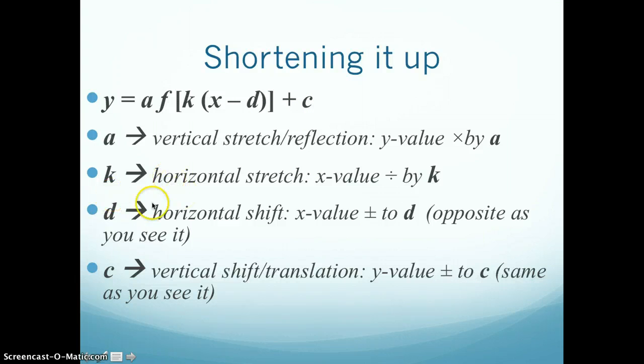Notice that everything horizontal works the opposite way from what you would think, whereas all the vertical things do exactly what they say. Like this says A times f, you're just going to multiply by A. This says plus C, you're just going to add C. But this says minus D, you're actually going to add D, and this says multiply by K, but you're actually going to divide by K. So all of the horizontal stuff in the middle does the opposite of what it says. All the vertical stuff on the outside does exactly what it says.